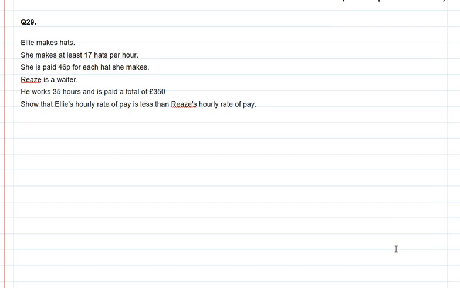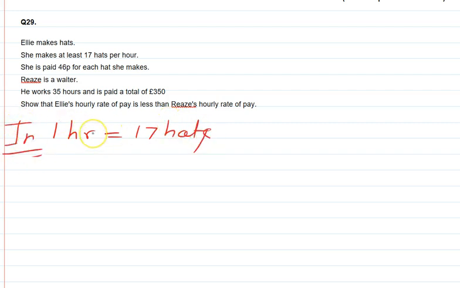Ellie makes hats. She makes at least 17 hats per hour. So it means in 1 hour she is making 17 hats, right? In 1 hour she is making 17 hats. She is paid 46p for each hat. 46p. So for 17 hats, how much will it be? 17 times 46. So let's multiply.